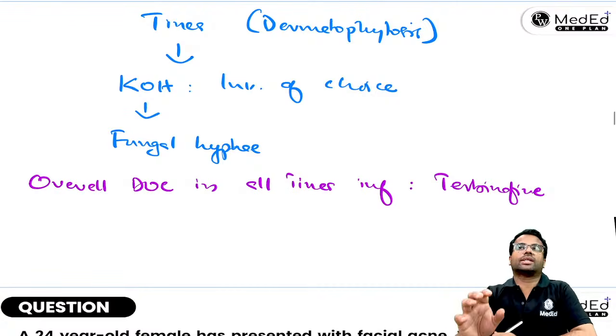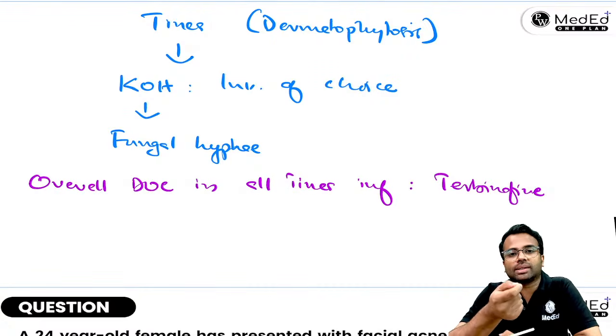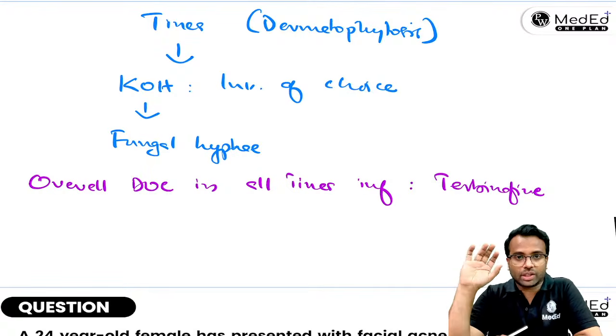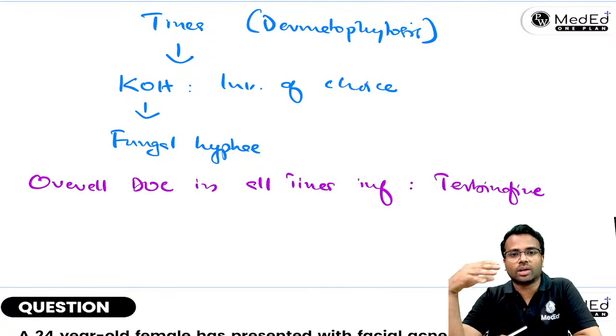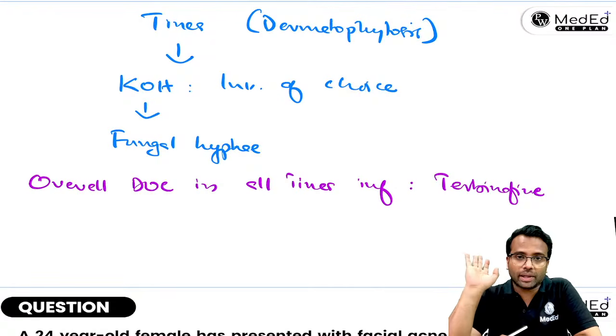Remember, terbinafine is a drug which is available as a topical cream, as well as it is available as a tablet. So just based on the body surface area, if there is a lot of body surface area that is involved, then go for an oral tablet. If it is a small lesion, you can go for a topical terbinafine.